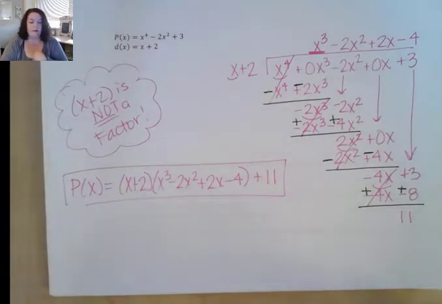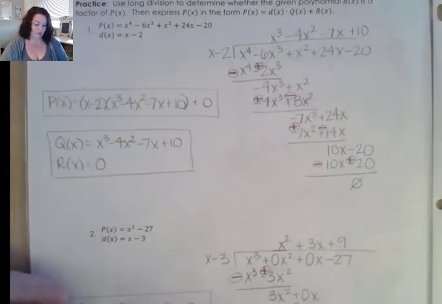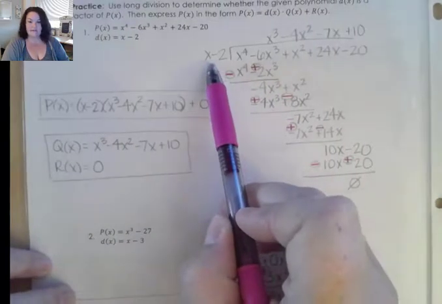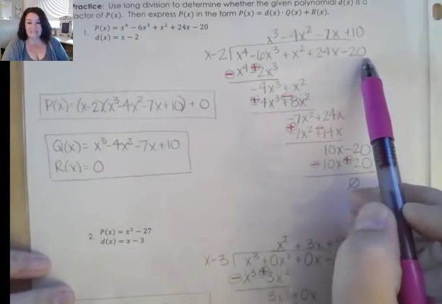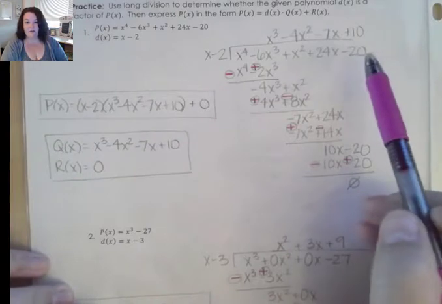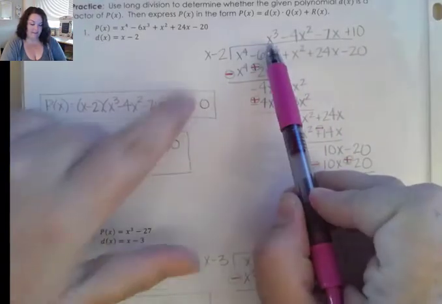And then whenever you're ready, go ahead and play the video again and we'll see how you did. Okay, so on this first practice problem, our divisor is x minus 2. We're dividing it into our original p of x, and we're not missing any terms, so we can go straight into our long division. We should have an x cubed.